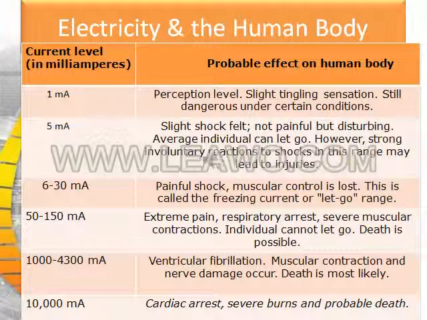1 milliamp will give you a perception level, a slight tingling sensation. 5 milliamps will give you a slight shock, which is not painful but disturbing. 6 to 30 milliamps will give you a painful shock and muscular control is lost. At 50 to 150 milliamps, you'll be in extreme pain along with respiratory arrest and severe muscular contractions. Death is possible at this particular level.